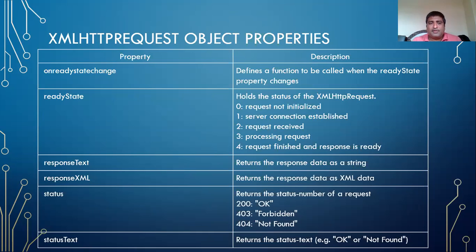Next one is the responseXML. If we get the data in XML format, we use the responseXML property. Status gives the status number. If it is 200, that means the process completed successfully. If it is 404, then it has a specific meaning, that is, not found. If it is 403, it means forbidden. Status text: if we don't understand the error with the number, then it displays text also, that is statusText, either it is OK, not found, like that.